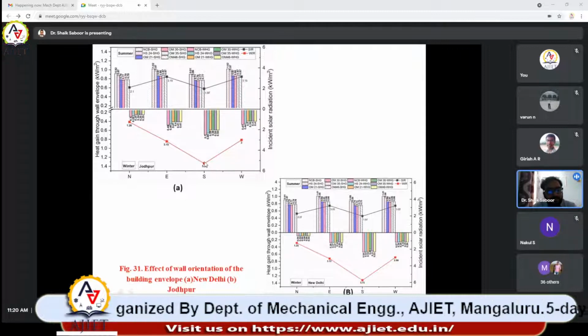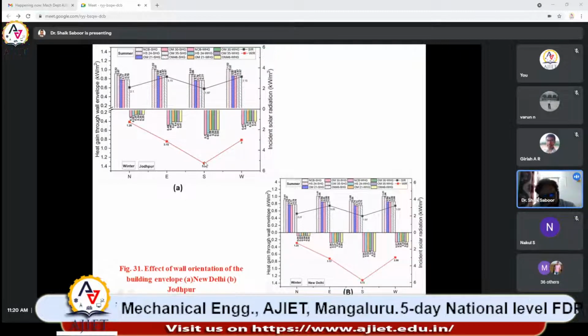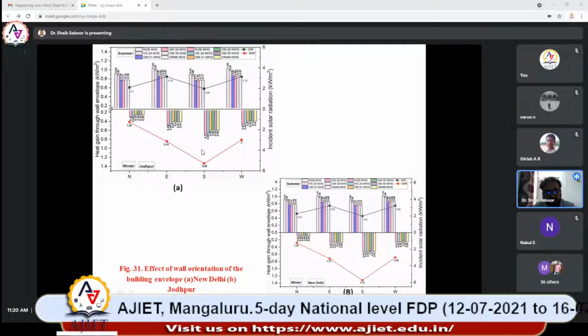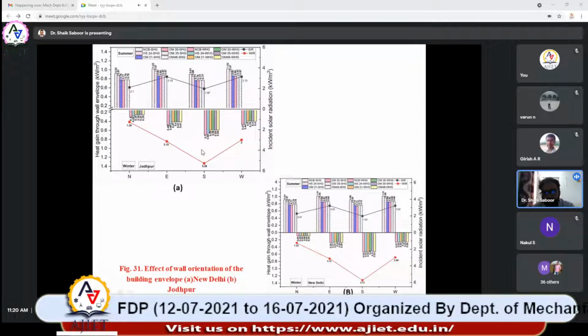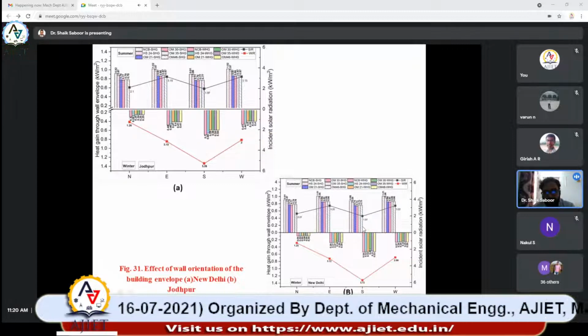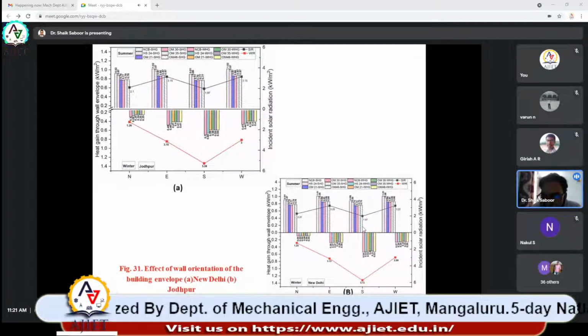And here for winter we are going to get the maximum heat gain inside the building, okay. So that is also actually the requirement, okay. This graph is as per the requirement, okay. So this is for Jodhpur conditions, okay. So from this you will come to know which one is the best orientation.